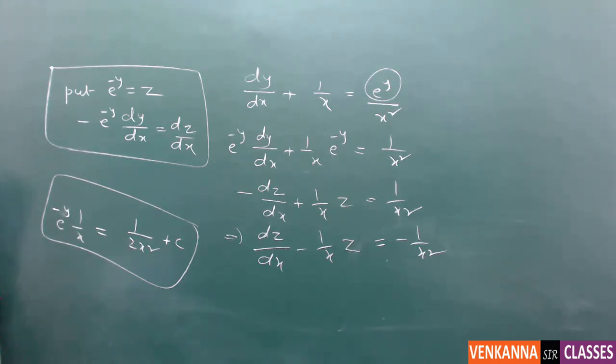So here z is nothing but e power minus y. So in the final solution, we have to replace z with the original function, that is mandatory. And the integration constant must be presented there, plus c. Thank you very much. So any queries in this approach to anyone?